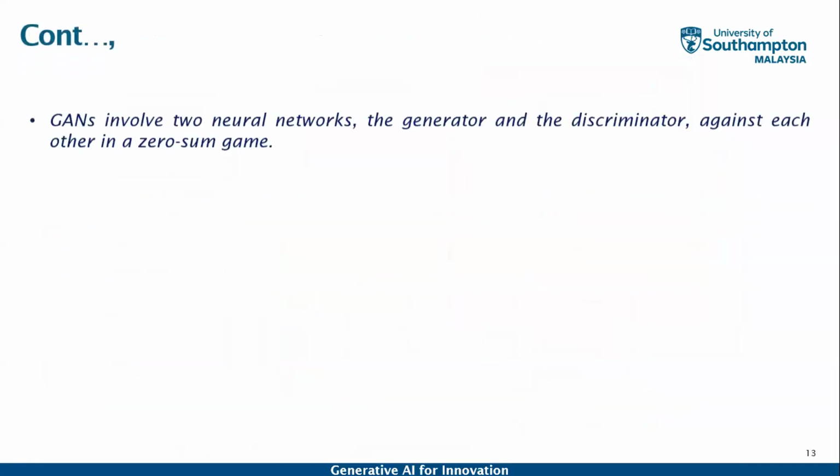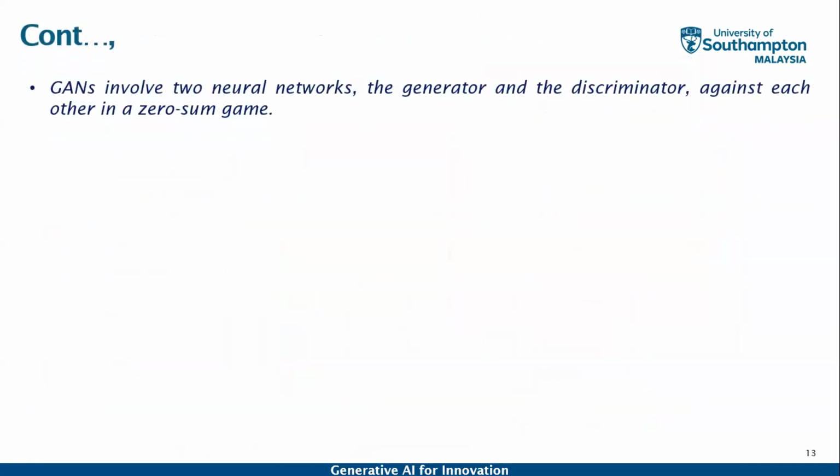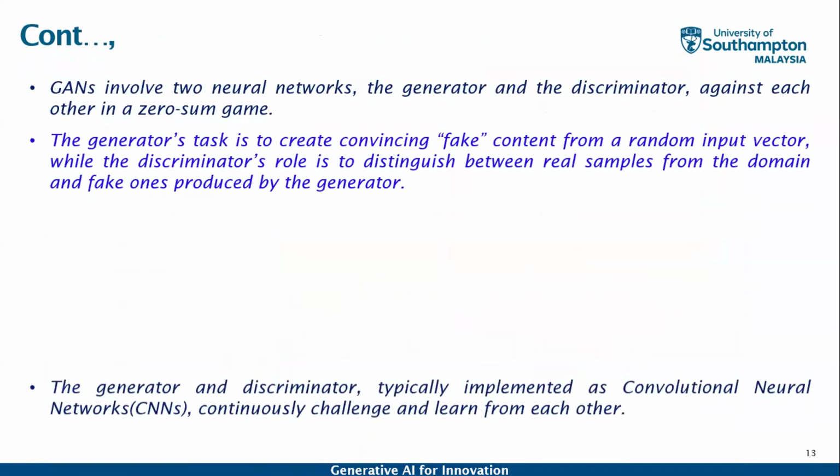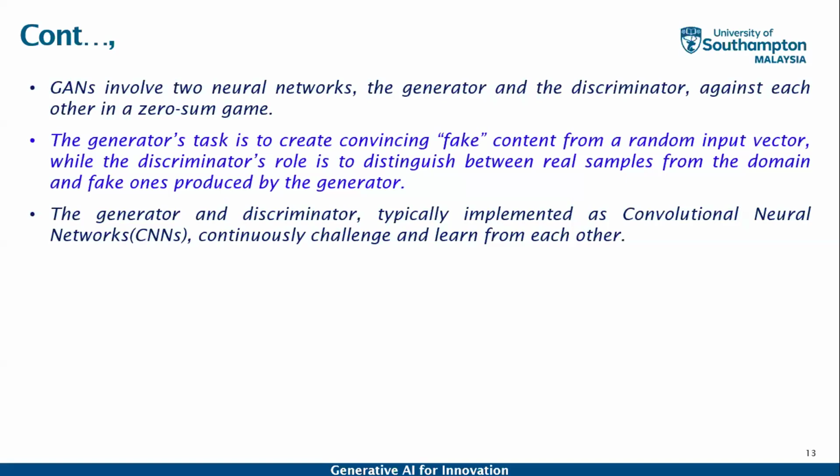Coming to the next one, as I told you, a GAN involves two neural networks, a generator and a discriminator, against each other in a zero-sum game. As I told you, the generator's task is to create convincing fakes, as I already explained. Just for your understanding, I kept it here. This is typically implemented as a convolutional neural network.